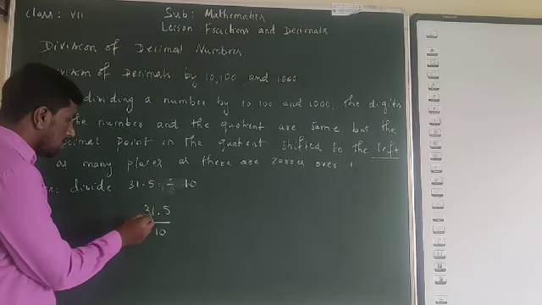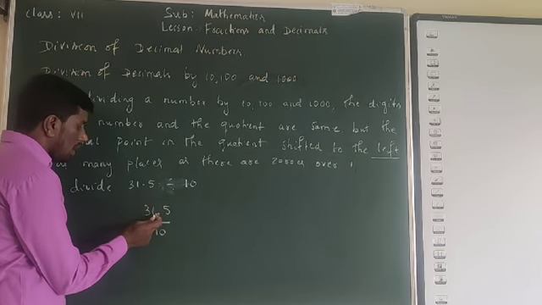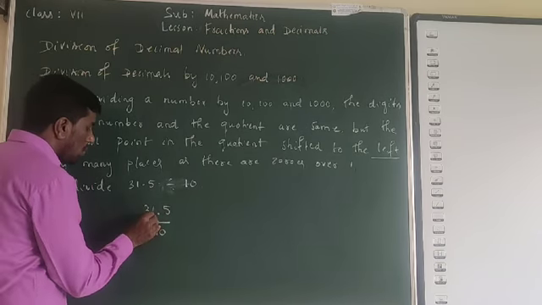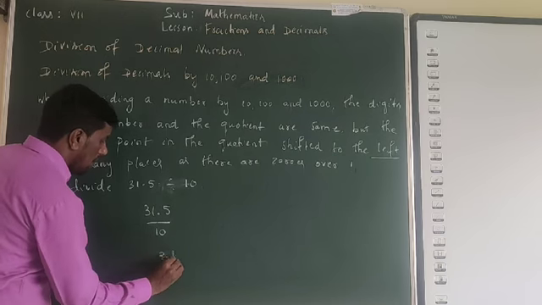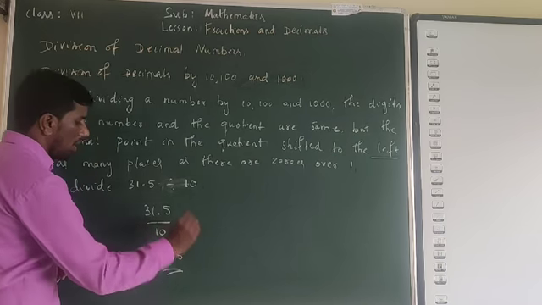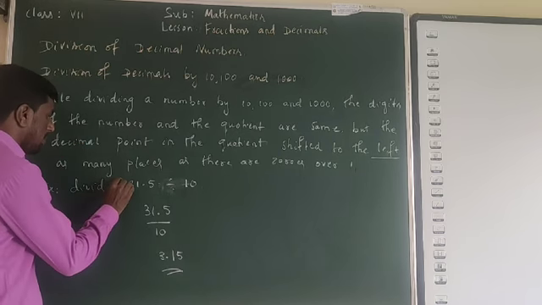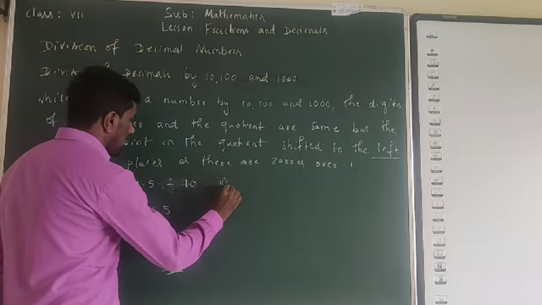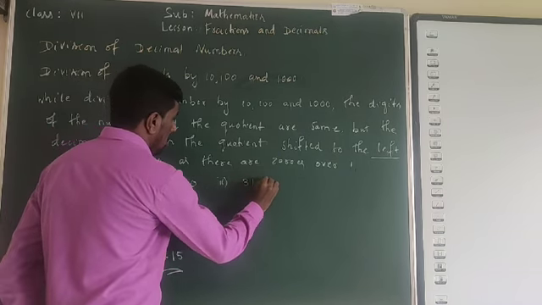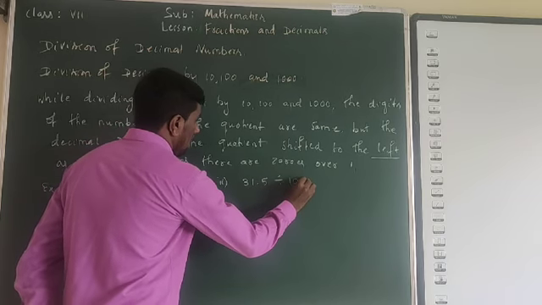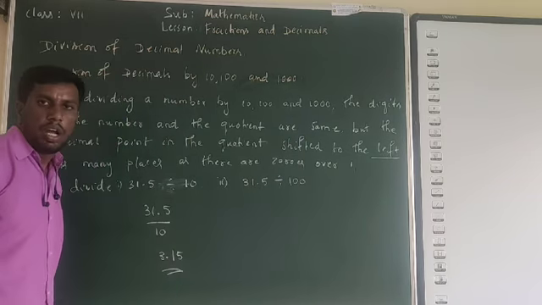Where is the decimal point? In 31.5 it has to shift left one place. That means 3.15. The answer is 3.15. This is one example. We will take the same one and divide by 100.